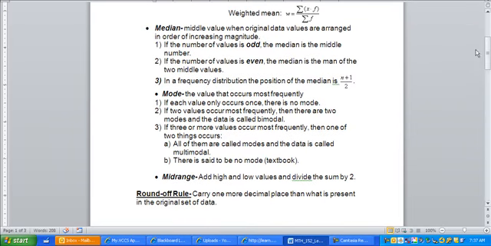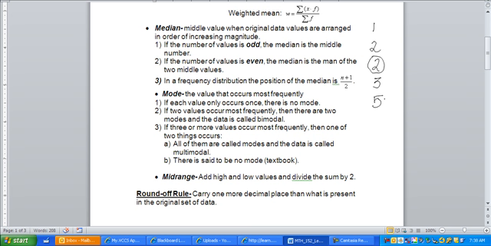So next we have the median. What we do for the median is we arrange the data values in order of increasing magnitude. That means from low to high. If the number of values in the list is odd, the median is the middle number. Okay, so let's say this is our list of values. The middle number is the 2, so the median would be 2. And notice I do have them in the order of increasing size.